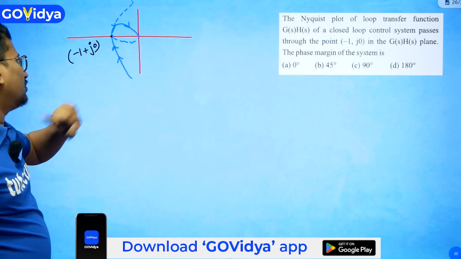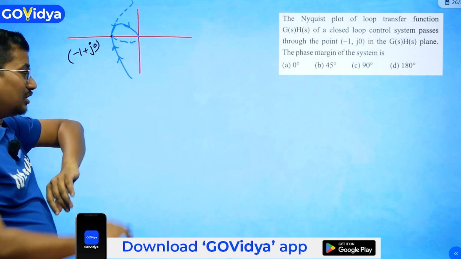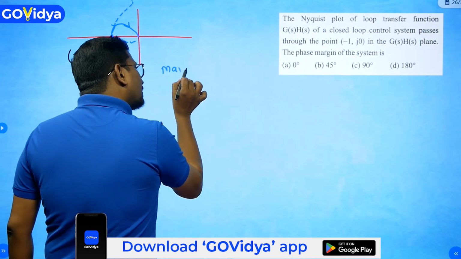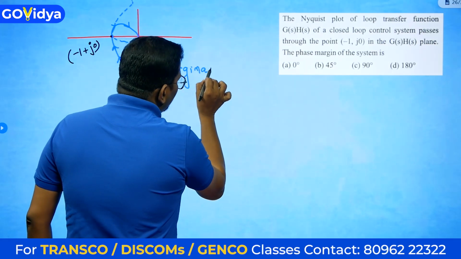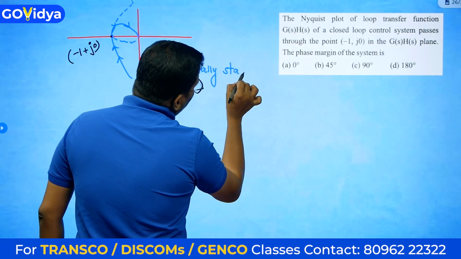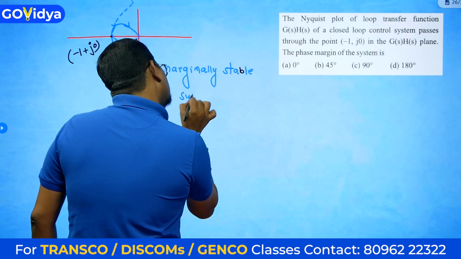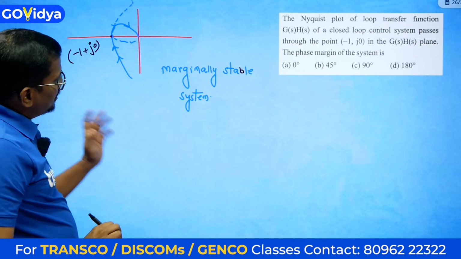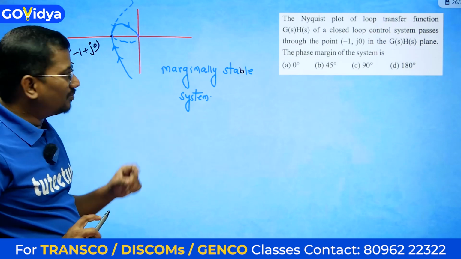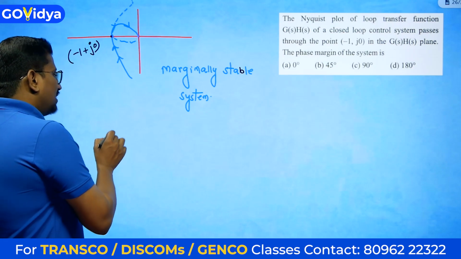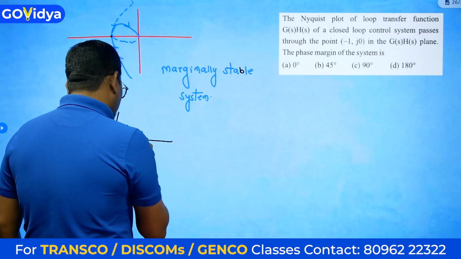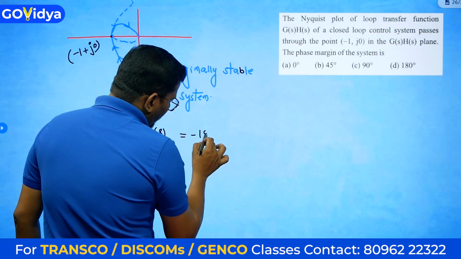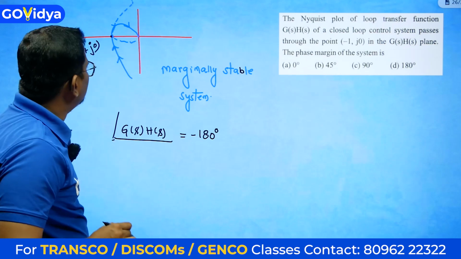Now see, minus 1 plus j0, if the plot is passing through it, it is not completely enclosed, it is passing through that point. Such systems are called marginally stable systems. So if this is a marginally stable system, then what is its angle GSHS? Angle GSHS is simply minus 180 degrees, because it is exactly passing through it.